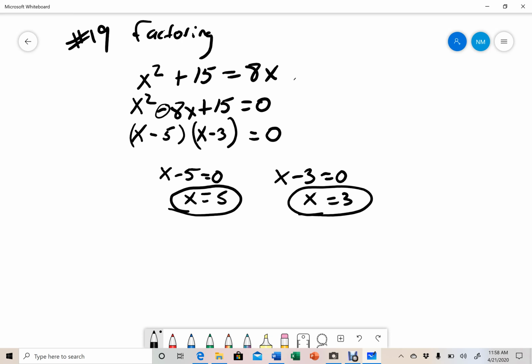Now, can I check this? Yes. You just plug your x back into here and solve, okay? And they should equal each other as you go along, okay?